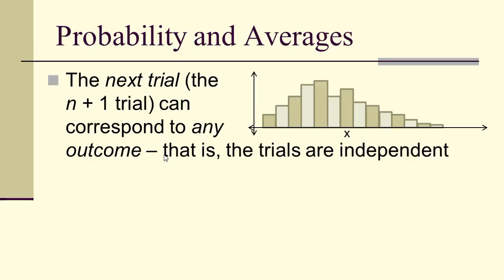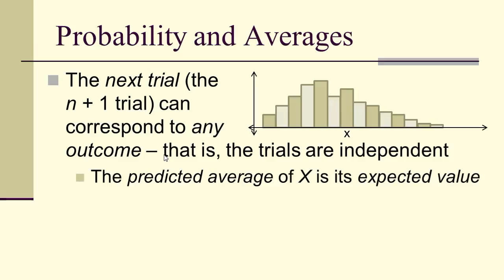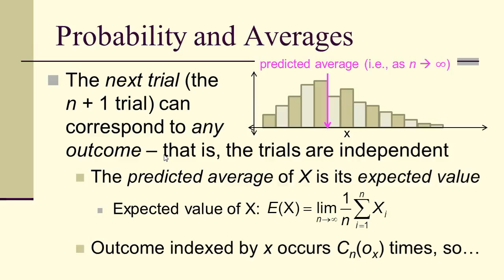We're going to assume independence of trials, so the next trial, the n plus first trial, could produce any outcome for x. But we can predict its average, and predicting the average is what's going to be called the expected value. That predicted average is different from an actual average in that we're letting n go to infinity. N is arbitrarily large.